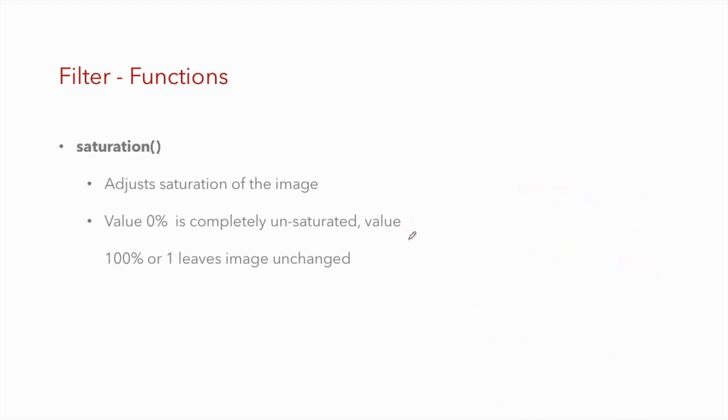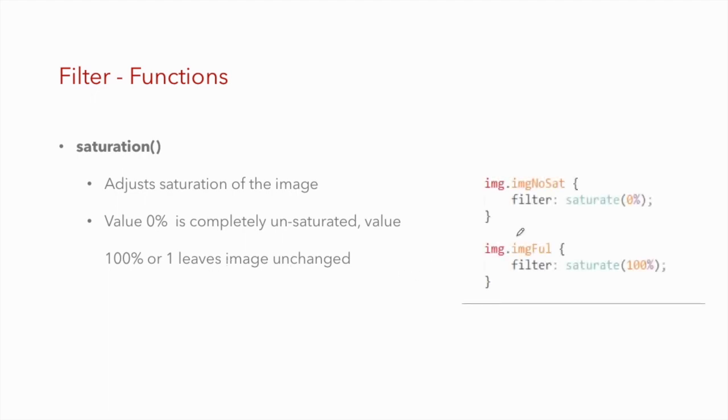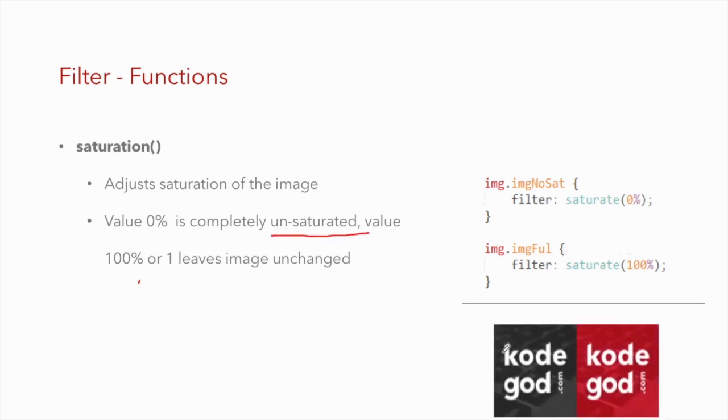Then we will talk about saturation. You can adjust the image saturation using this particular filter. Again, you can specify 0% to 100% values. So 100% will leave your image unchanged, and 0% will completely desaturate the image. In this example we can see that this one is the completely desaturated image because of the 0% that we have written, and this is the 100% saturation, and that is why it has not changed.